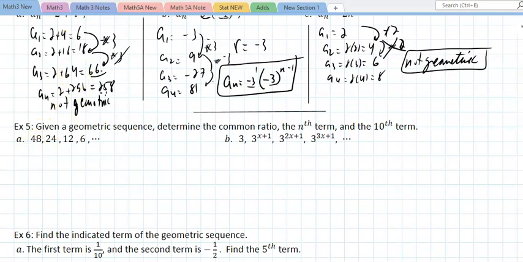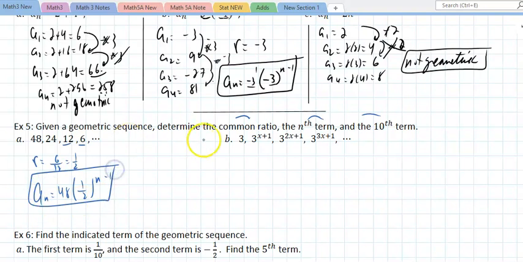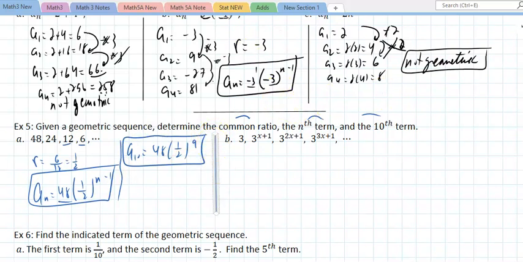How about this problem? The next example, given a geometric sequence, find the common ratio, the general term, and the 10th term. Well, if this is geometric, r equals any term divided by the previous. I'm going to take 6 divided by 12, which is 1/2. The general term is the first term times r raised to the n minus 1. And the 10th term, a sub 10, is going to be 48 times 1/2 raised to the 9. If you have a calculator, you plug that in. Otherwise, you could leave that as is. That's not a problem. It's the same thing.